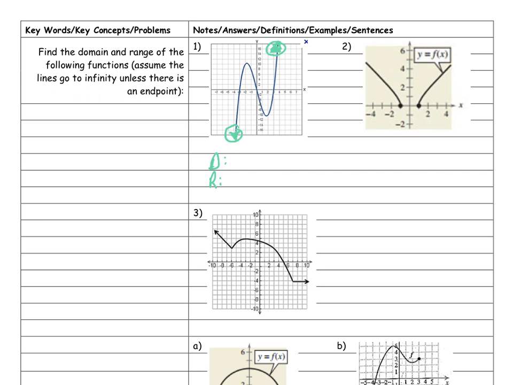Because it has arrows on both ends and it's not flat, it doesn't have a horizontal line on it. So my domain, from the left, is going to be negative infinity, and it's going to go to positive infinity. And my range is my y. So my lowest y, it's going to go forever, is negative infinity. And my highest one, it's going to keep going forever, is positive infinity. Questions?